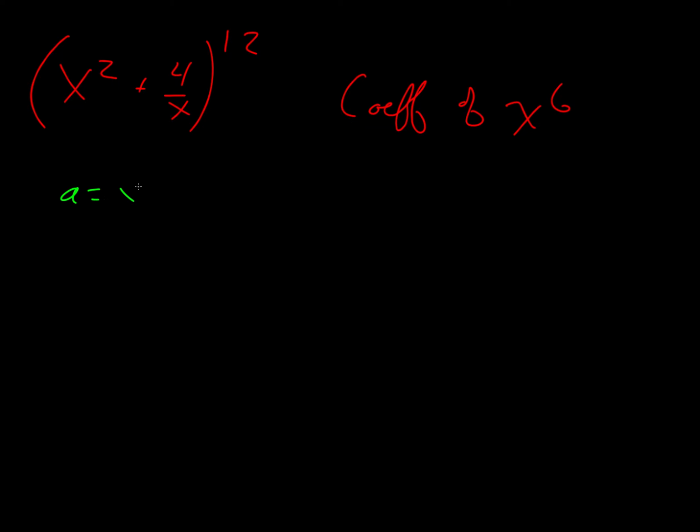Okay, so we're given this. We need to find the coefficient of x to the 6th. Okay, so if we just pull out our information, we have a is equal to x squared, b is equal to 4 over x, and n is equal to 12.